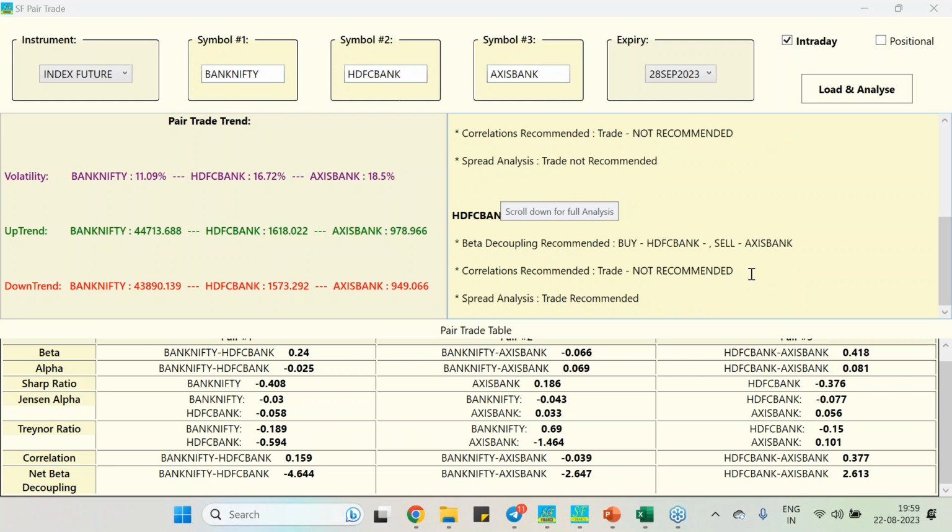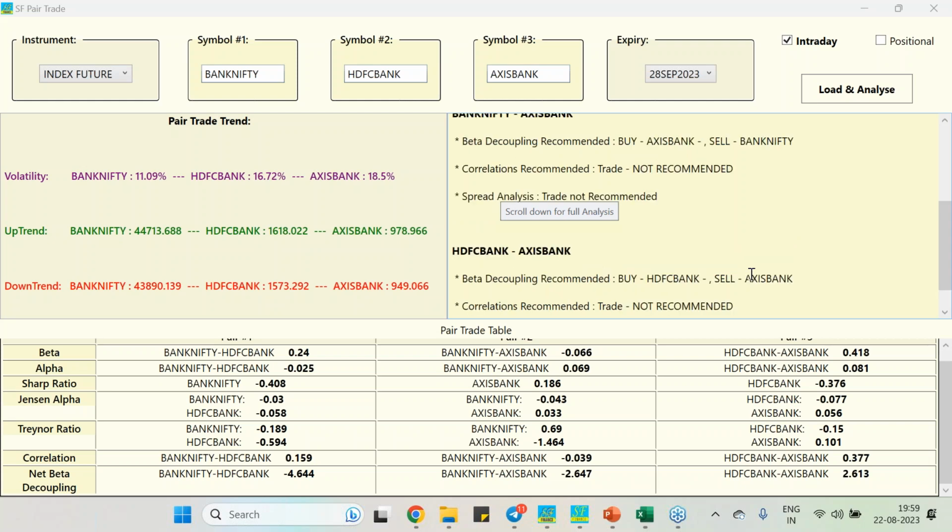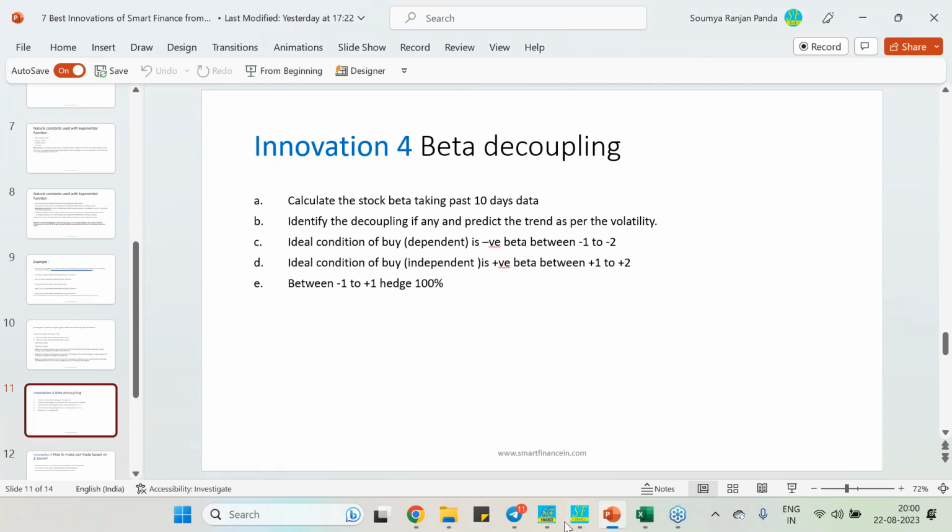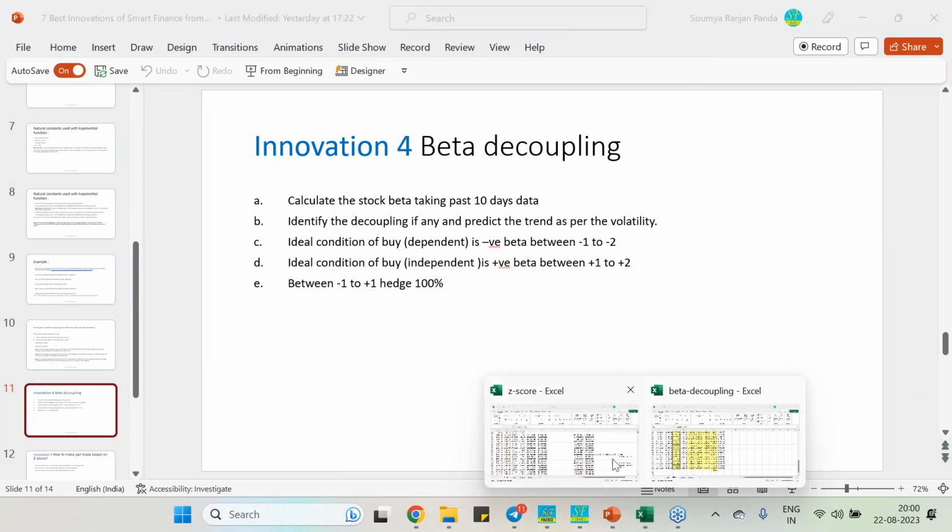Correlation does not recommend, but spread analysis recommends the trade. So if correlation doesn't recommend, we have to go with the hedging. If correlation also recommends, it is pretty good, as all are recommending to enter. So these are the tools you can use with just a click of the mouse. Here I told how the internals work.